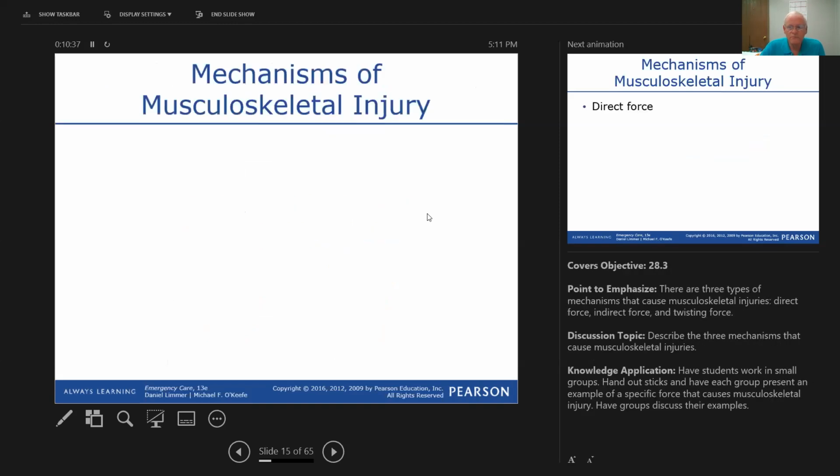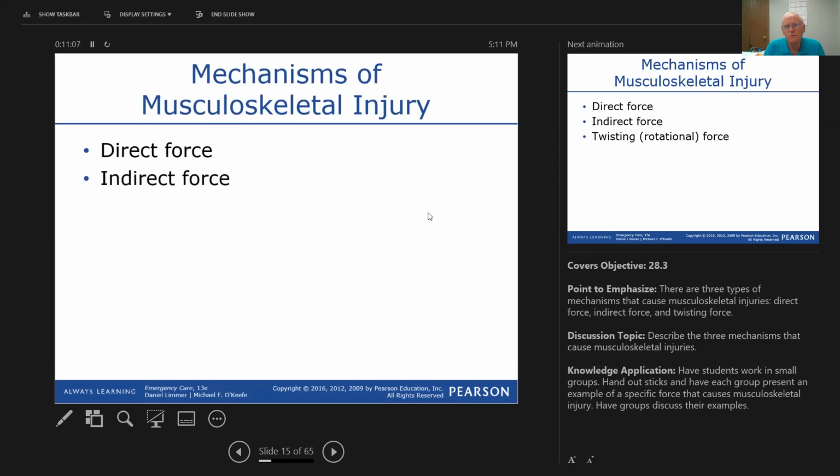So, guidelines for care. First of all, we talk about mechanism of injury. These aren't sick people, these are injured people, so it's mechanism of injury and not nature of illness. So we have different forces. We have a direct force. That's where something actually strikes somebody, so to speak. For example, someone took a hammer and hit me in the forearm, and I break my forearm. That's direct force.